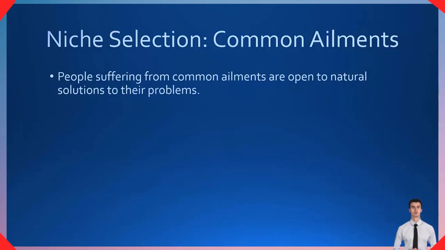People suffering from common ailments are open to natural solutions to their problems. That's just a common fact, and it basically brings people together. There's whole support groups, there's websites that are there to help people, there are networks of people there to reach out and help them. And the thing is, if they can come up with natural solutions to their problems, it saves them a pile of money going to the doctors. And it's very important to a lot of people.